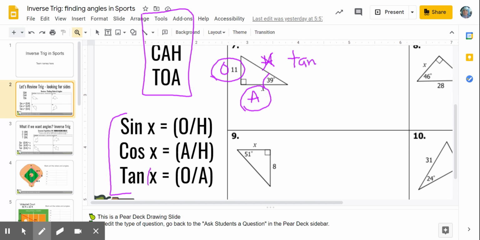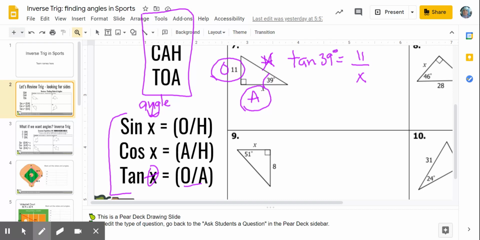Tangent of my angle. So I know that says X, but that's really the angle. So that's 39. Equals, and then we make a fraction, O over H. So 11 over X. Everybody good with substituting that stuff in? The angle always goes next to the sine, the cosine, or the tangent. The angle always goes right there.